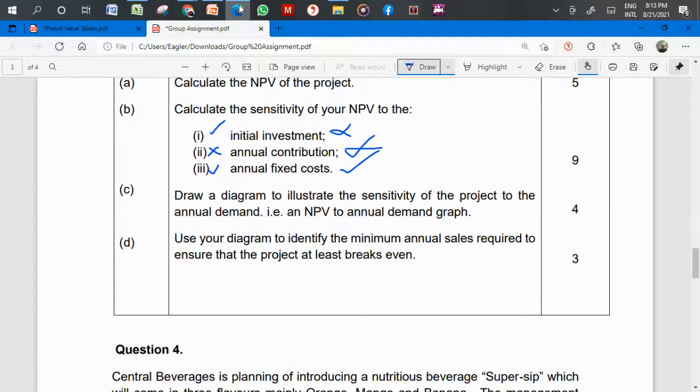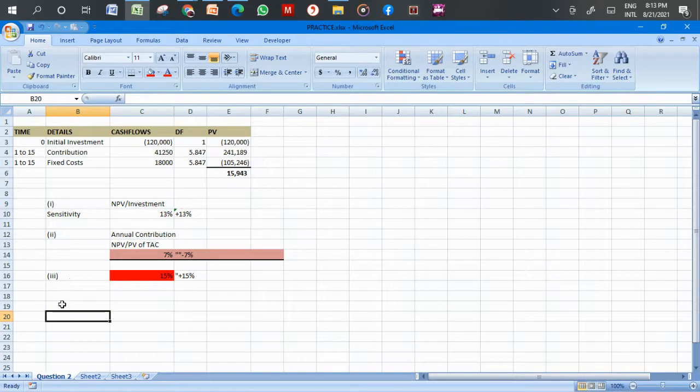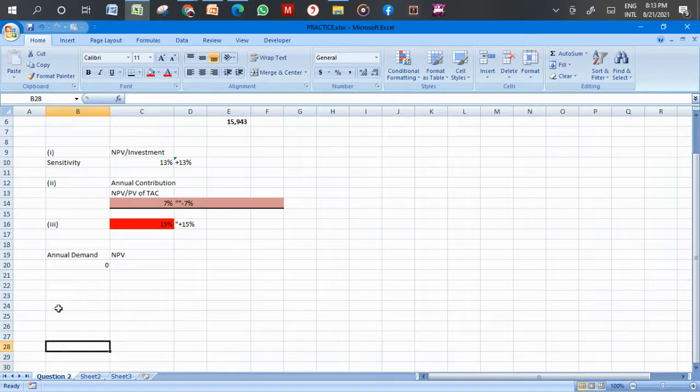Okay, then draw a diagram to illustrate the sensitivity of the project to the annual demand. One way you can do this, you can put annual demand here and NPV here. So we can ask, what is the NPV if annual demand is 0? What is NPV if annual demand is 1,000? What if the annual demand is 2,000? The way we can do it, let's jump by 1,000.